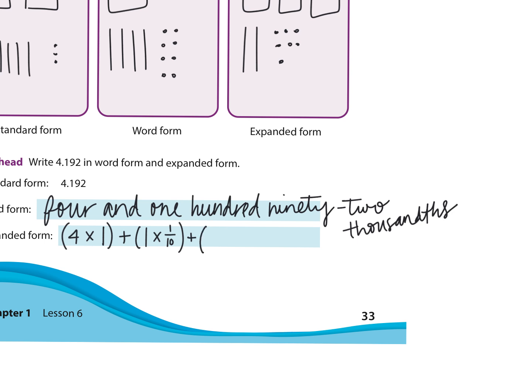Plus, what's the digit in the hundredths place? 9 times 1/100th. Plus, what digit is in the thousandths place? 2 times 1/1,000th. So on your practice today, and as we do our in-class practice today, that's the format that we're going to be looking for in expanded form. Okay.